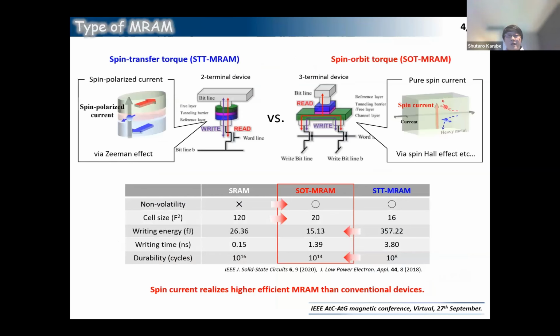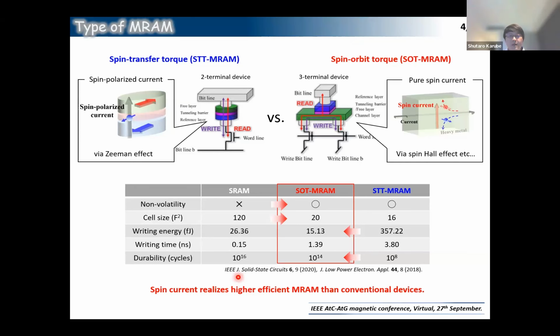There are two types of MRAM. One is STT-MRAM, which operates based on the spin transfer torque, induced by injecting a spin polarized current. Another one is SOT-MRAM, which operates using the spin orbit torque induced by the spin current via the spin Hall effect.